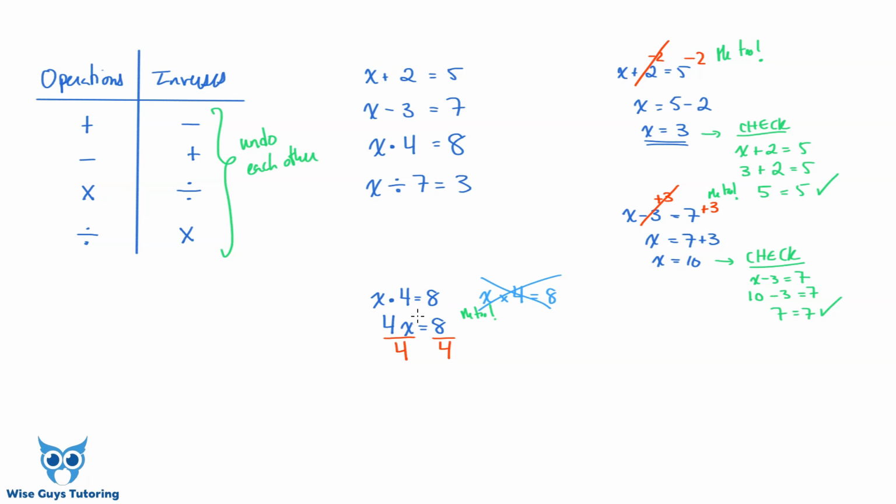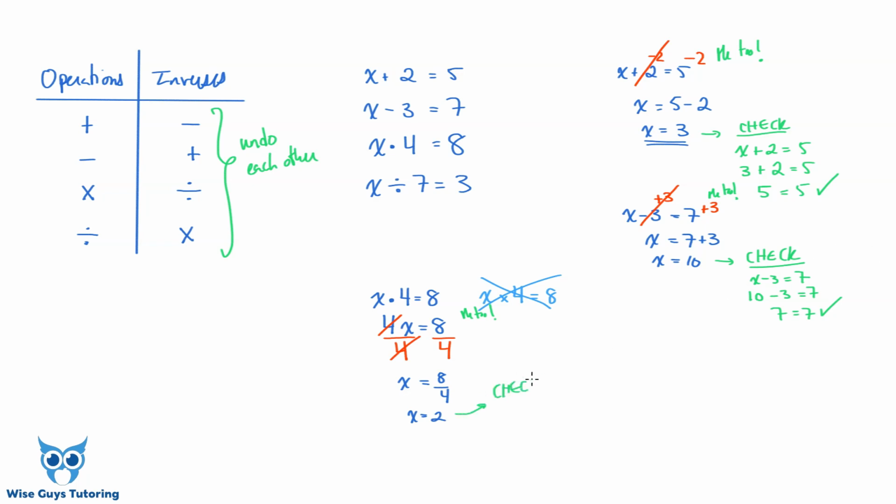Now, as we saw, they are the inverse of each other. So this multiplying 4 and this dividing 4 simply undo each other. And you end up with x on the left side and 8 divided by 4 on the right side, which gives me x equals 2. Ta-da! We're done. Not really.